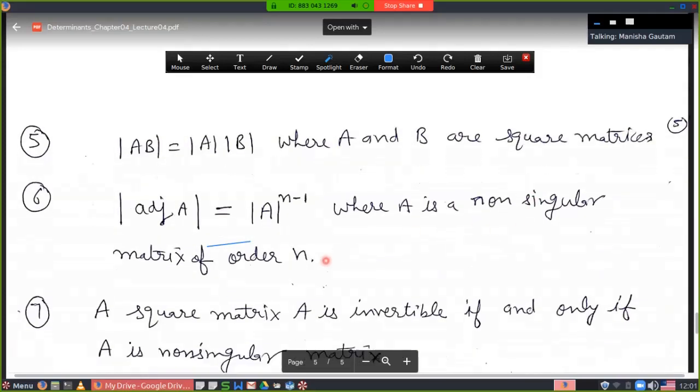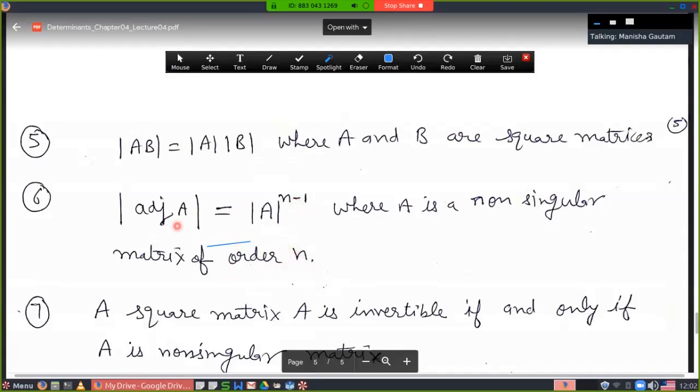Now the sixth property is a very important property. A 1 mark question always appears in the CBSE exam from this property. The property is the determinant value of adjoint of A. You have just learned how to calculate the adjoint of A. Write the adjoint of a matrix in determinant form and calculate the determinant value, whether it is 2 by 2 or 3 by 3. That is equal to the determinant of A to the power n minus 1, where n is the order of the given matrix.